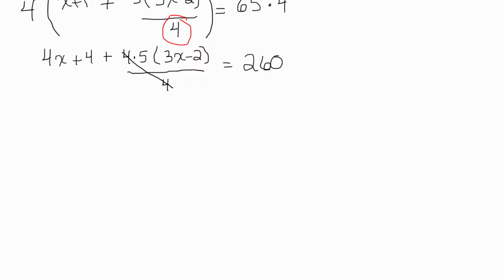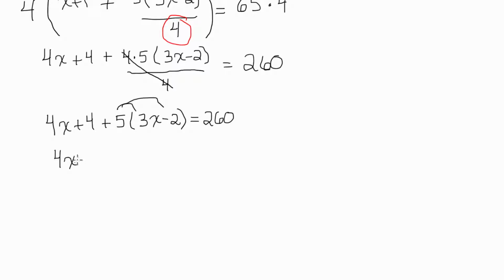So now we're looking at 4x plus 4 plus 5 times the quantity 3x minus 2, and that's going to equal 260. Look at that. No more fractions. And that wasn't hard at all. You know what I mean? So now let's just finish it out. Distribute the 5 in. So 4x plus 4 equals, oops, what am I doing? Getting ahead of myself here. I'm so excited I got rid of the fractions. Plus 15x minus 10 equals 260.